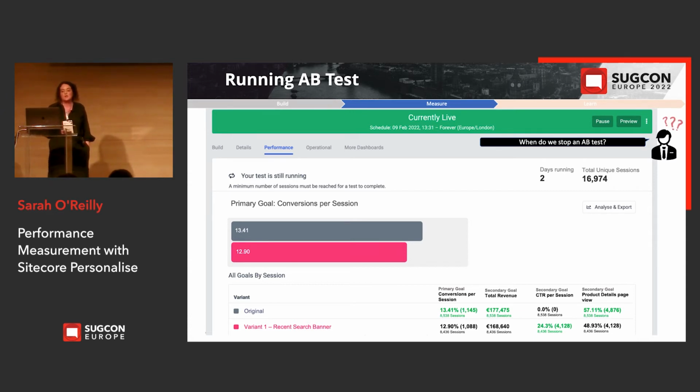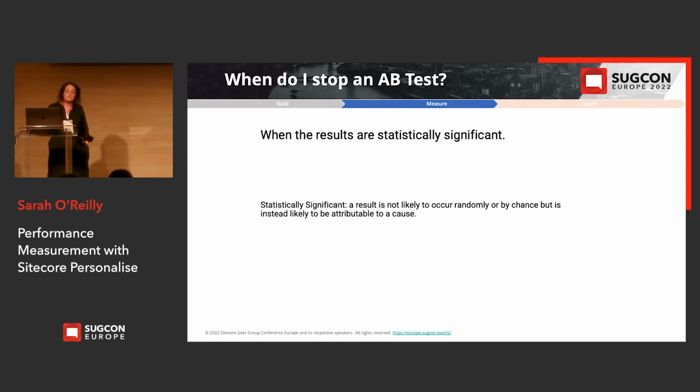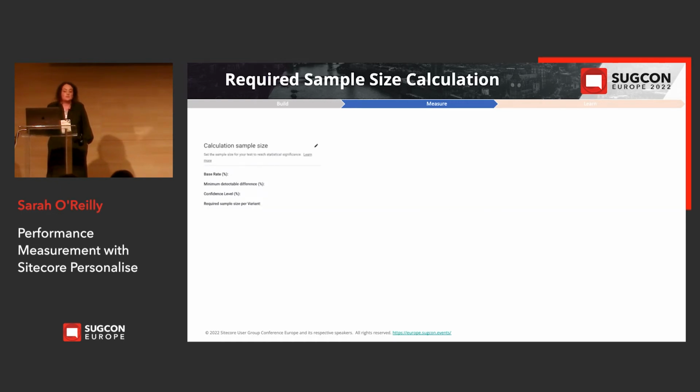What's that based on? First of all, as I mentioned, it's based on statistical significance. It's just a measure of making sure something's likely to be due to a cause and not randomly occurring. So we're trying to measure that it is actually due to our recent search banner and it hasn't just happened randomly. That's what statistical significance is. Inside the platform, there's a calculator, and the calculator basically has 3 different inputs, and this is used to output what your required sessions per variant is.